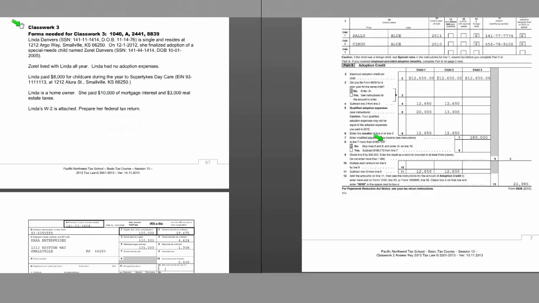And moving on to classwork assignment number 3, this classwork assignment is very similar to the one we just did for the Blues. It involves all of the same forms, but we've rearranged the situation a little bit just to give it a new twist. In this problem, we have Linda Danvers, who is single and resides on Argo Way, and she finalized the adoption of a special needs child named Zorel. Zorel lived with Linda all year, but she had no adoption expenses. Linda paid $8,000 for child care during the year to Super Tykes. She is a homeowner, and she paid $10,000 of mortgage interest and $3,000 in real estate taxes. Go ahead and prepare her return.